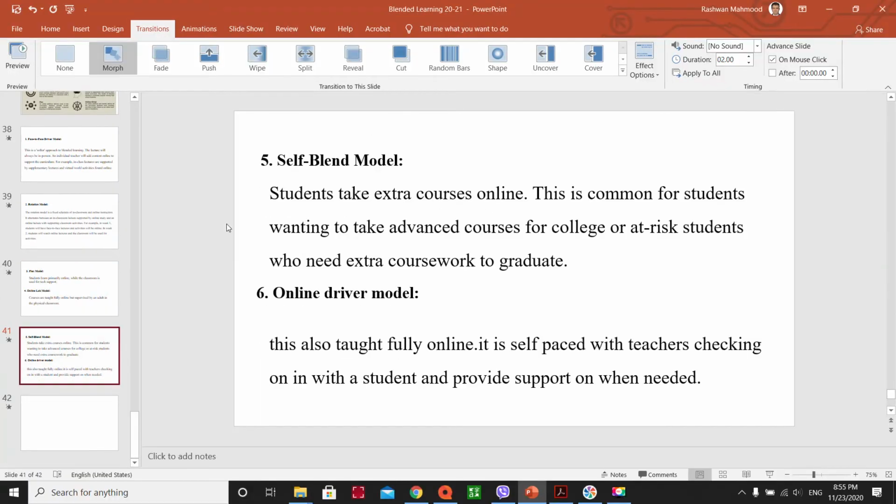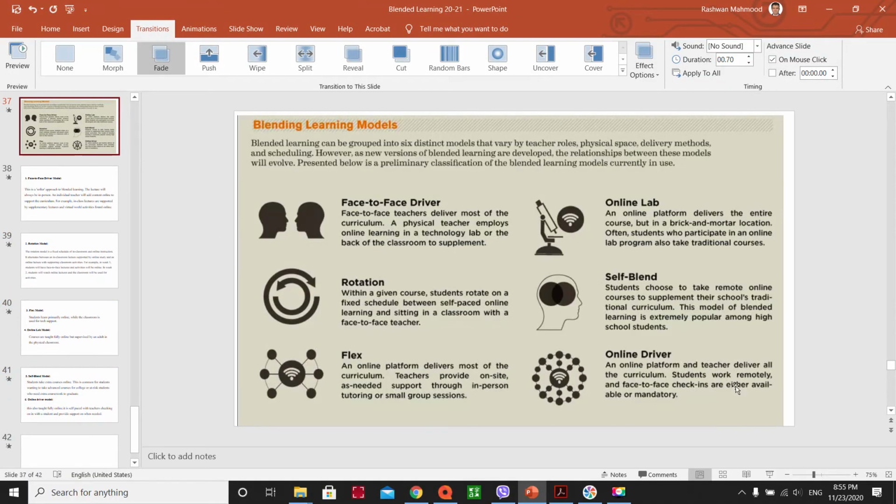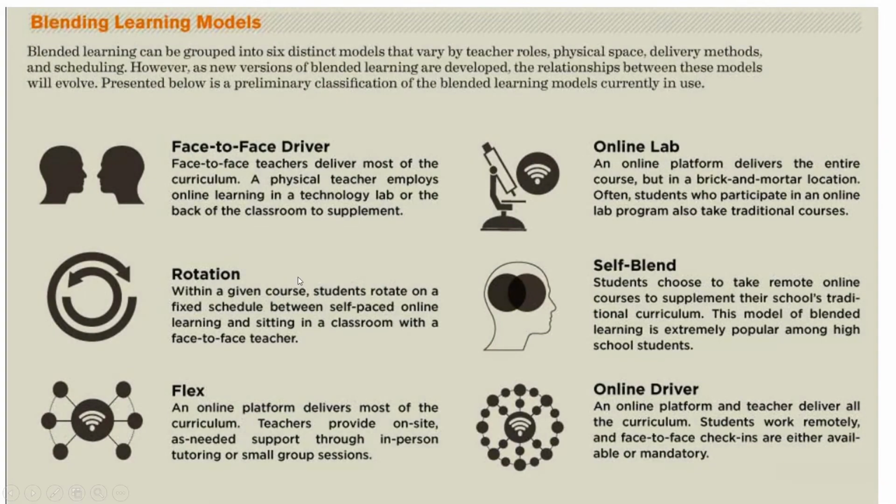We can go back to the diagram presented here. It's the same thing, but just explained with some images, illustrations. For face to face, we see that an image is given that the students are available face to face in the class. So a physical teacher employs online learning in a technology lab or the back of the classroom to support. In the rotation, within a given course, students rotate on a fixed schedule between self-paced online learning and sitting in a classroom with a face-to-face teacher.